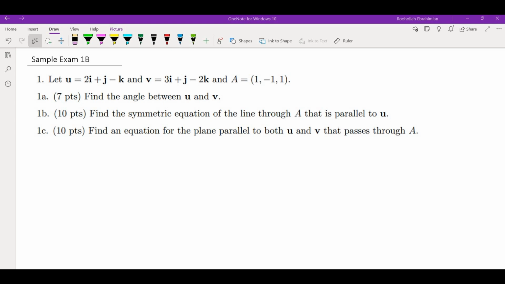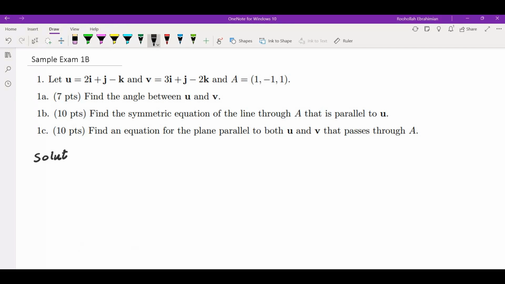Hello, in this video we're going to go over a sample exam from chapters 11 and 12 of the textbook. Let u equals 2i plus j minus k, v equals 3i plus j minus 2k, and a equals (1, -1, 1). So we are given two vectors and 1 point. Find the angle between u and v.